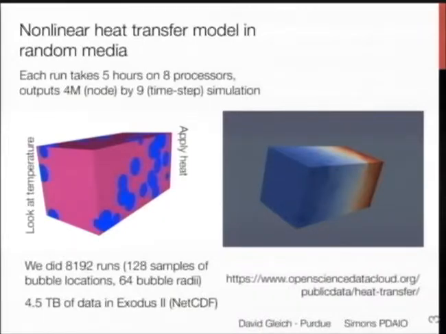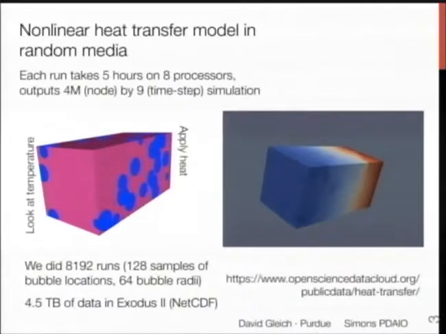Now, just taking one of these bricks with a set of positions of these foam bubbles and running it through a nonlinear heat transfer code at Sandia National Labs takes about 5 hours on 8 processors. This is using one of their big thermal codes. That's probably as fast as these things can go.